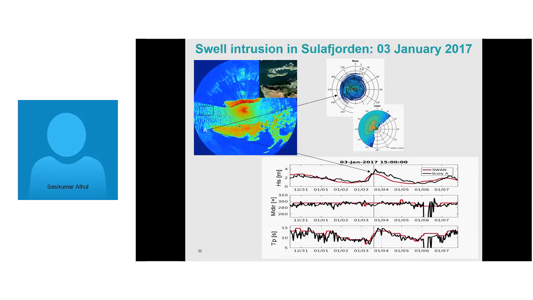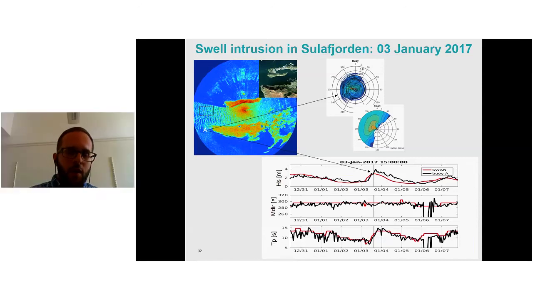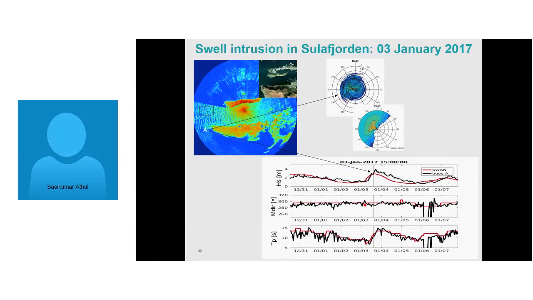Here the SWAN input was the NORA 10 spectrum that I described before, and also the WRF wind input. Oh, yeah, you had wind and the NORA 10 input. Maybe I missed that. That was my question.